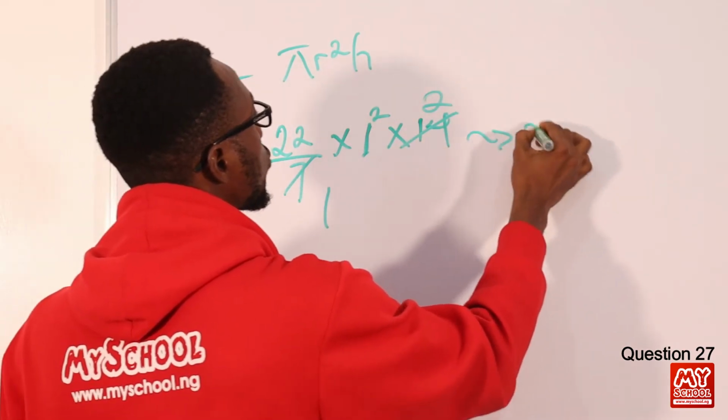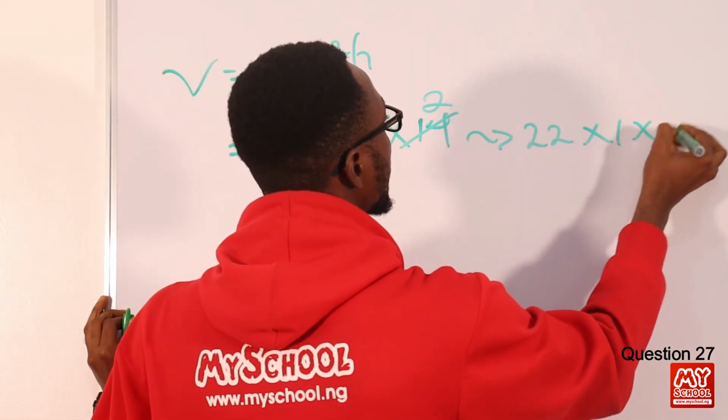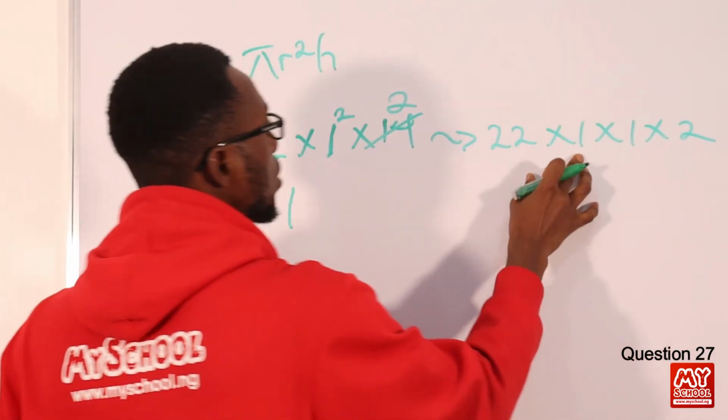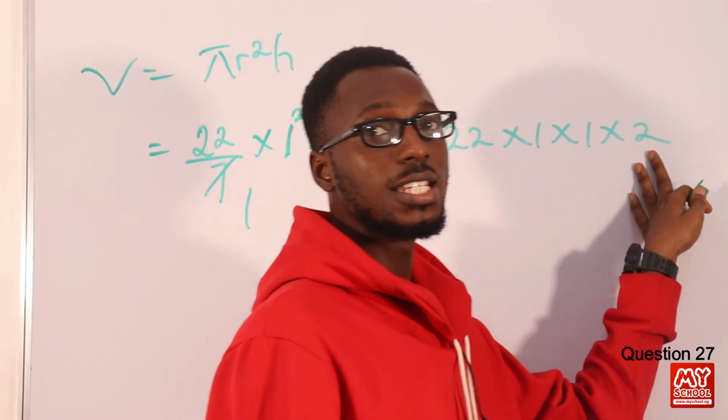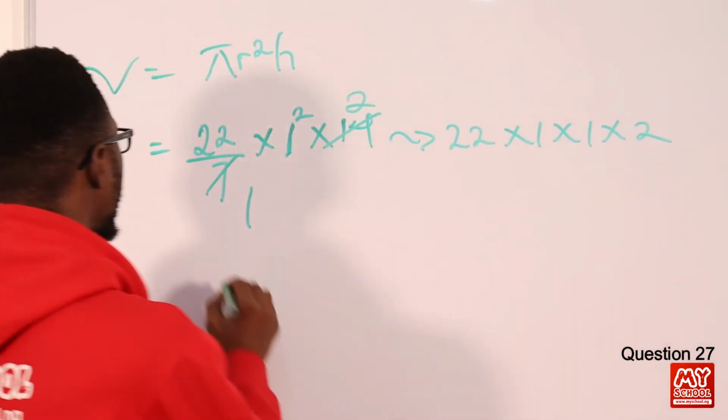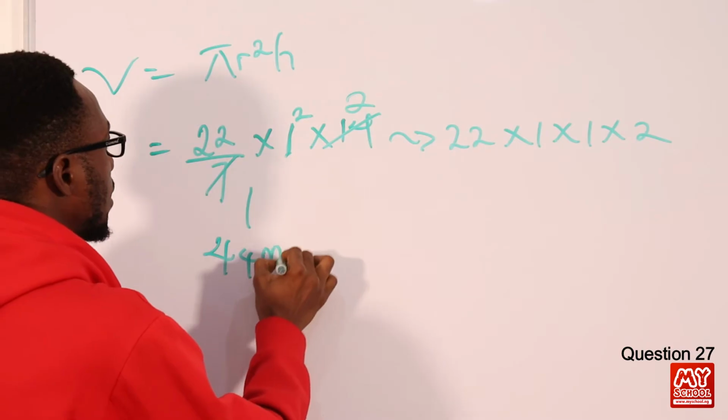Okay, so I have 22 times 1 times 1 times 2. 22 times 1, that is 22. Times 1, that is 22. Times 2, that is 44. So I have 44 meter cube.